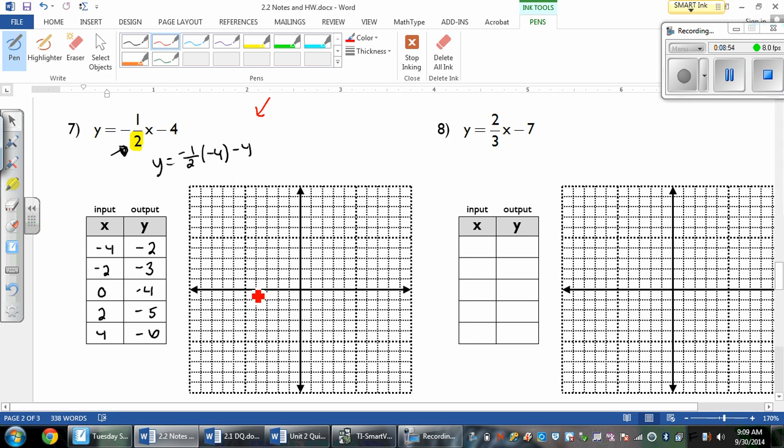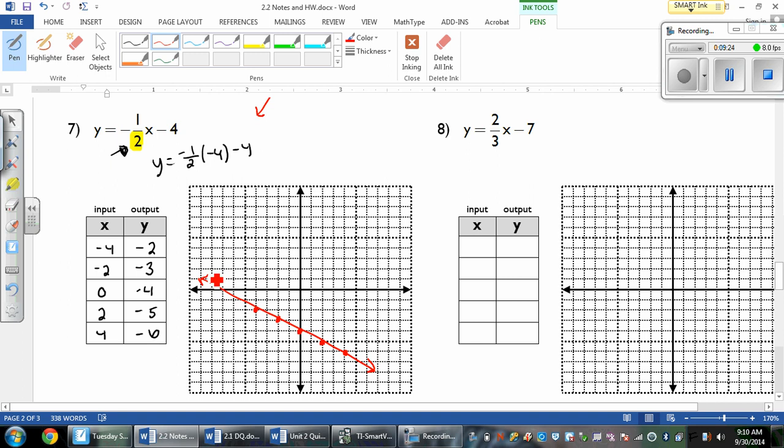So I have -4, so left 4, down 2. -2, -3, left 2, down 3. 0, -4 is just down 4. 2, -5 is right 2, down 5. And lastly, 4, -6 is right 4, down 6. Alright, there's my line. Using your straight edge, connect your points, and add arrows on both sides.